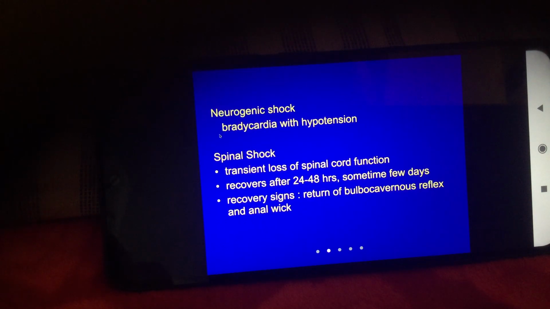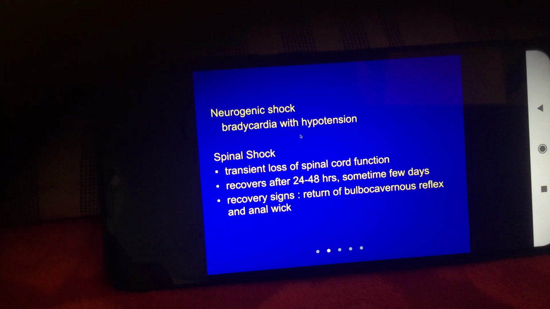But in neurogenic shock, there will be bradycardia with hypotension. There will be hypotension, but there will not be tachycardia. And if you find the patient's blood pressure is lowering down, but with bradycardia, you have to understand there is a neurogenic shock.